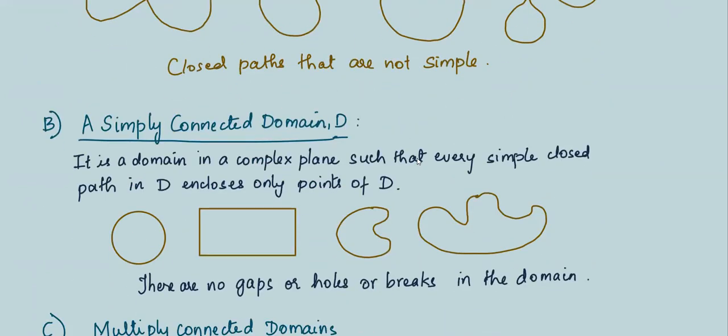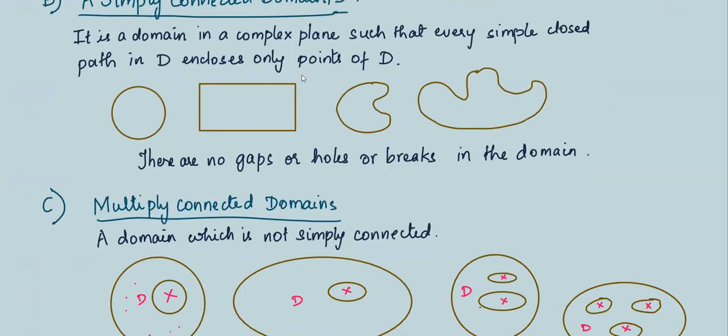So simply connected domain is a domain enclosing all points within a simple closed path. So it's a domain in a complex plane such that every simple closed path in D encloses only points of D. So when we say simply connected domain, it means all points within this simple closed path, which does not have any holes or breaks in the domain.